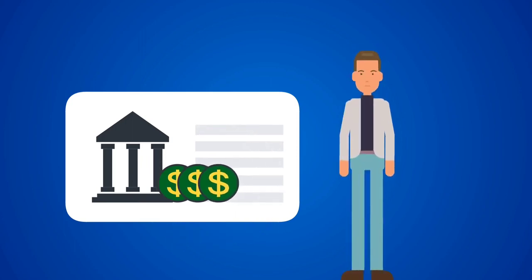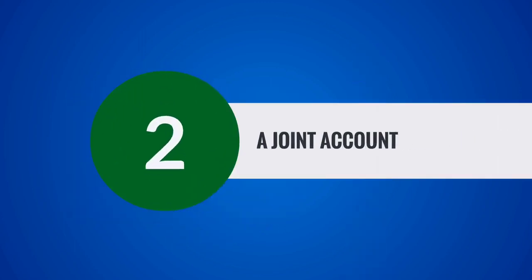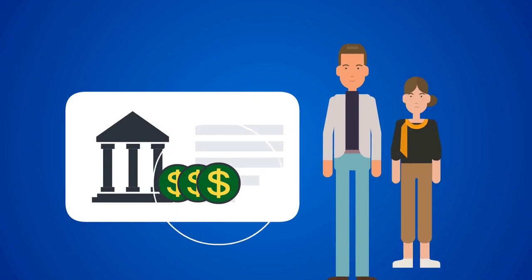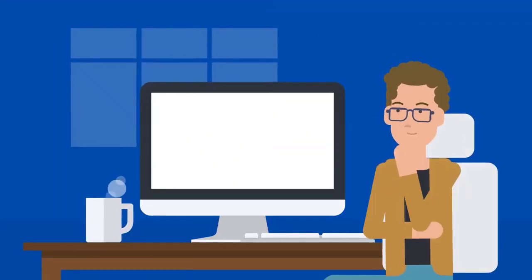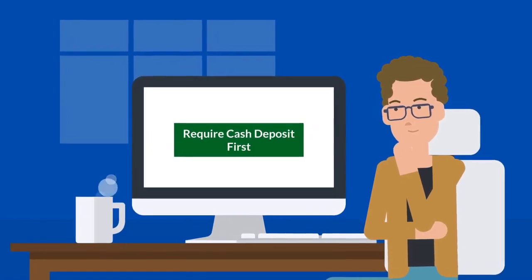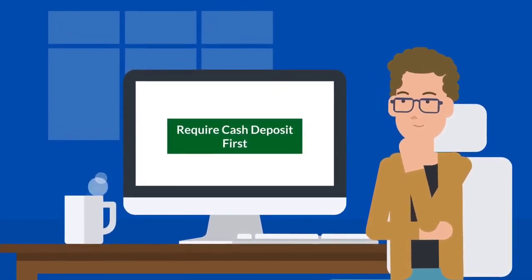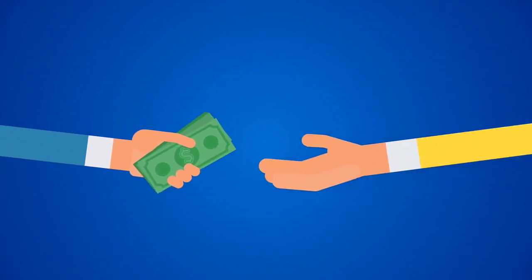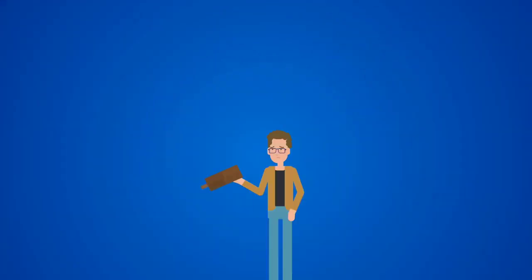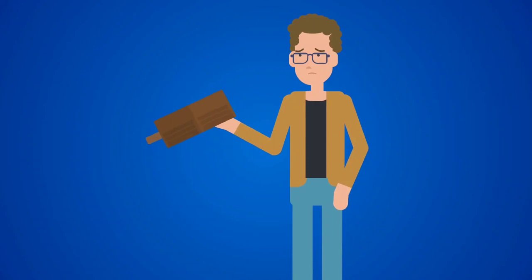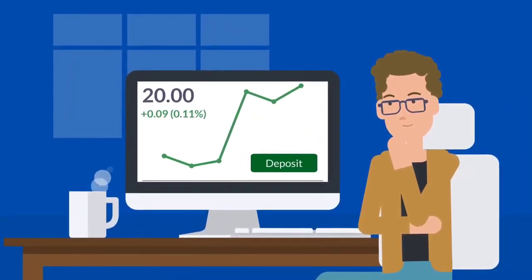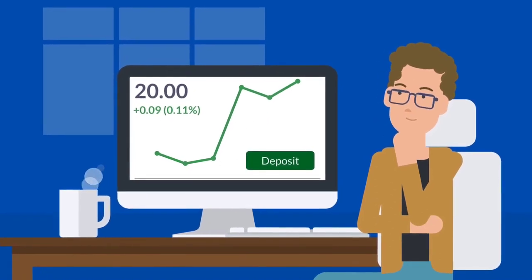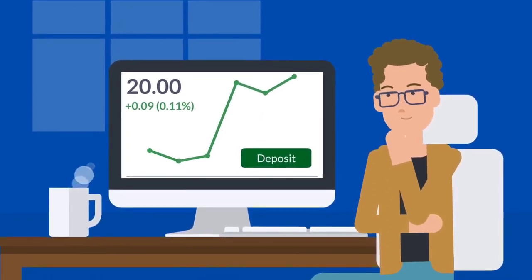Individual account. It is just one person who is responsible for the account. A joint account is where multiple people are responsible for the account. Cash brokerage account. A cash brokerage account is one that requires you to deposit cash before you can start trading. In other words, the brokerage won't lend you any money and you can't spend what you don't have. If you want to buy a stock worth $20, you have to deposit at least $20 into your account and use those funds to complete the trade.